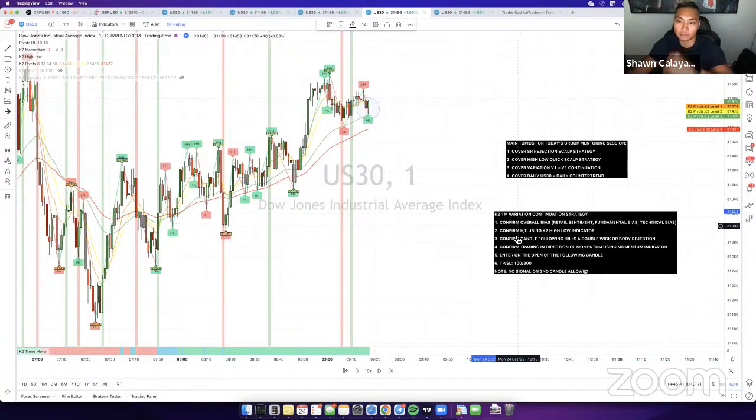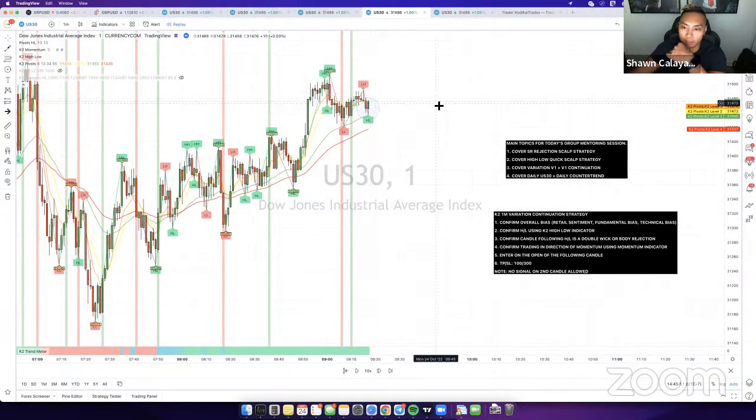And here's the continuation. First you want to confirm the overall bias. Again, we already identified this as bullish. You want to confirm the high-low using the high-low indicator. We have a high here and a low here. Since we're looking for a buy, the high doesn't matter. We're looking for a low. Third requirement, you want to confirm that the following candle of the high-low is a double wick or double body. We have the double body again right there. Then you want to confirm you're trading in the direction of momentum. We have a bullish momentum right here, and this fits the criteria.